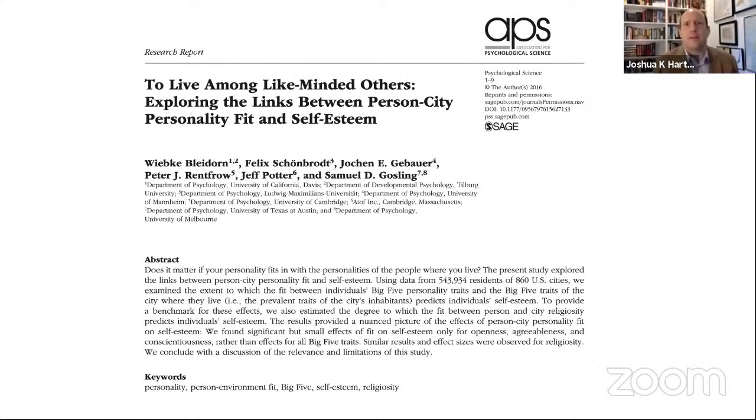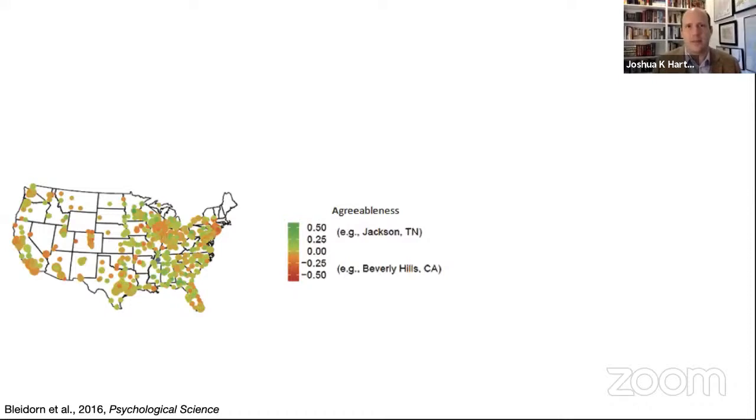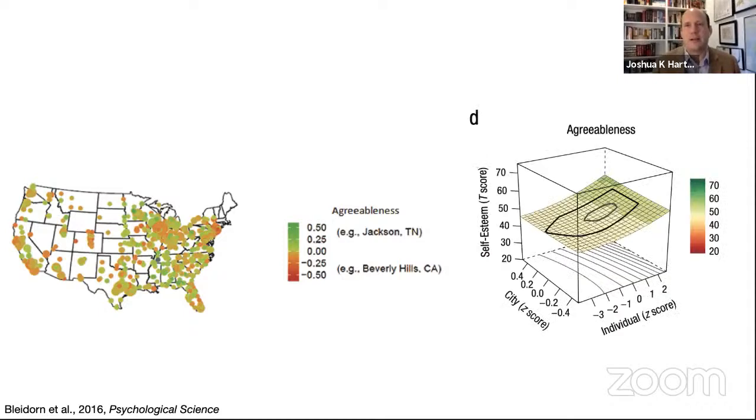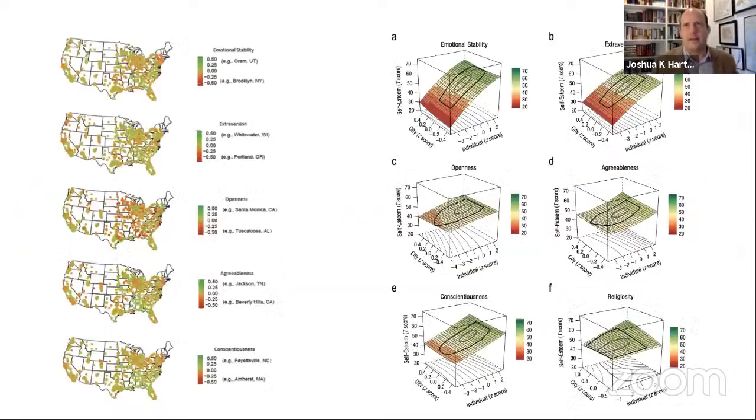Another really neat one, so this group has done a lot of really interesting work with these massive personality tests where they have millions of subjects. And what they looked at is they actually, in the US, mapped basically Big 5 personality metrics across population centers in the United States. And then they can ask, for an individual in that population, how does their self-esteem depend on basically how well their personality fits the population. And that's what that graph on the right there is. And then they did this for all of the Big 5 and also emotional stability and religiosity. So that was a pretty neat study.